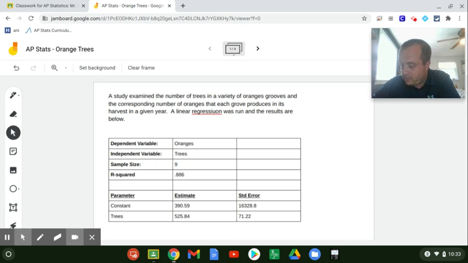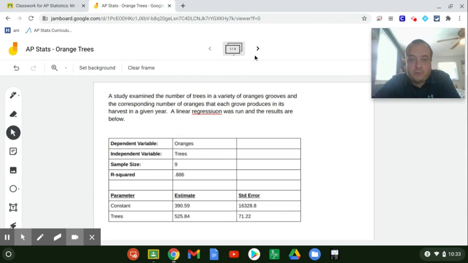So what we're talking about here, right? My dependent variable is oranges, my independent variable is trees, meaning my explanatory variable is trees. My response variable is oranges. All right. We have our sample size. We can see what r squared is right here. Okay. We have my parameter, which is my constant, which is going to be my y estimate, my y-intercept. Okay. Trees, we already said, is our explanatory variable. Okay. So here's my slope. And here is my y-intercept.